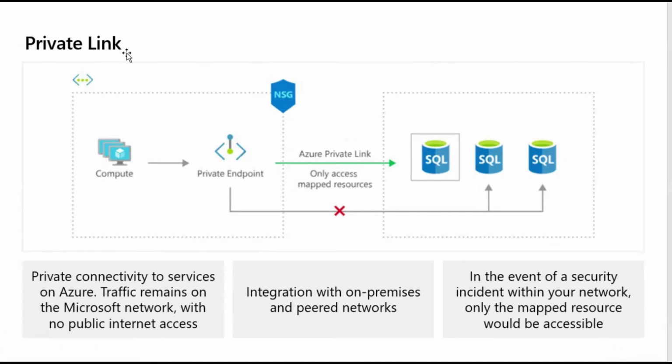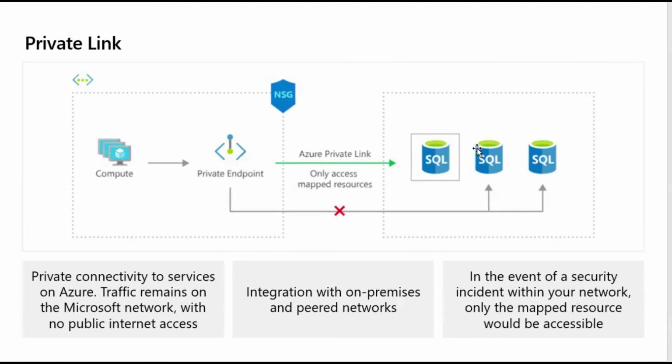Another thing we have is called Private Link. Private Link provides private connectivity to services on Azure. Traffic remains on the same Microsoft network with no public internet access. It integrates with on-premises and peer networks. In the event of a security incident with your network, only the mapped resource will be accessible.